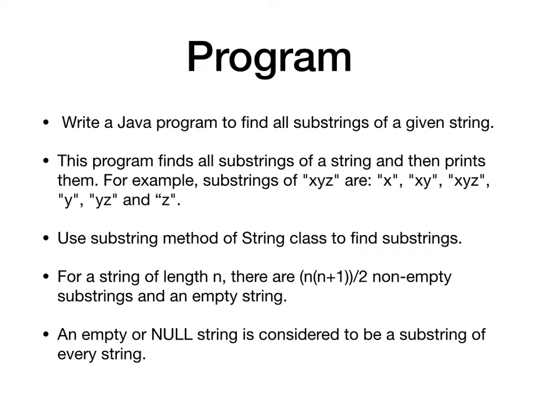In general, as a rule, if a string is of length n, there are n times (n plus 1) by 2 non-empty substrings and an empty string, which is nothing but a null string. A null string is also considered as a substring of every string. Now let's look at how to build logic for the program.